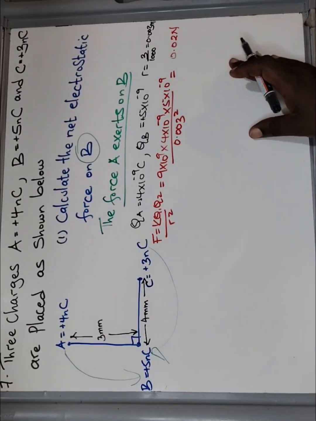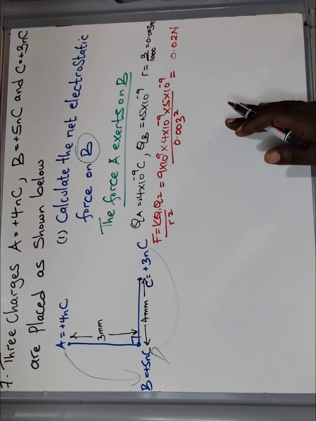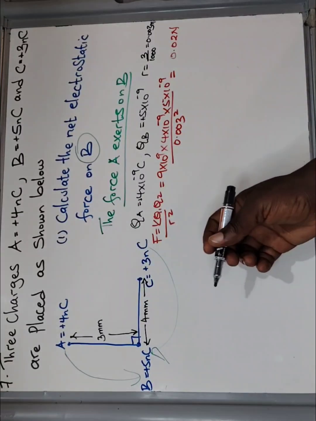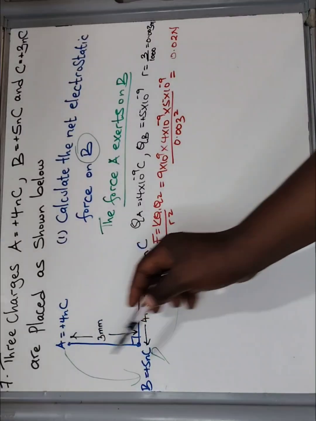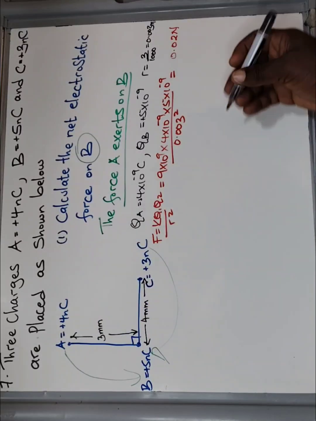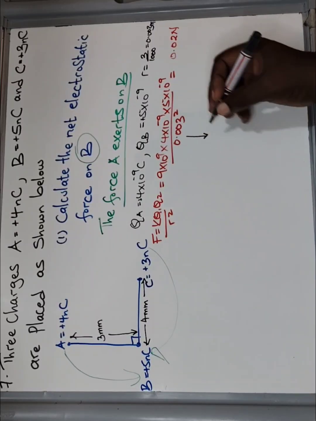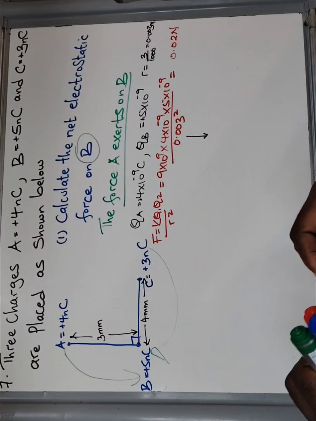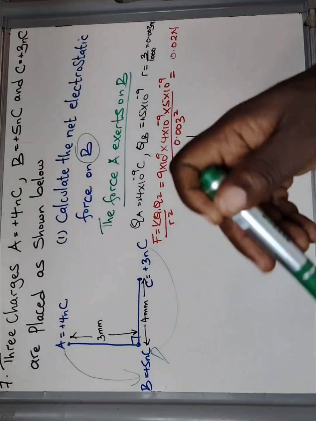Okay, what do we do next? Next is to find out the direction of B due to A. Okay, both are positive. What do we expect? Repulsion. And remember, it's B which moves because A is stationary. So where will B move? It will come down. And that's the direction which will be taken by B.